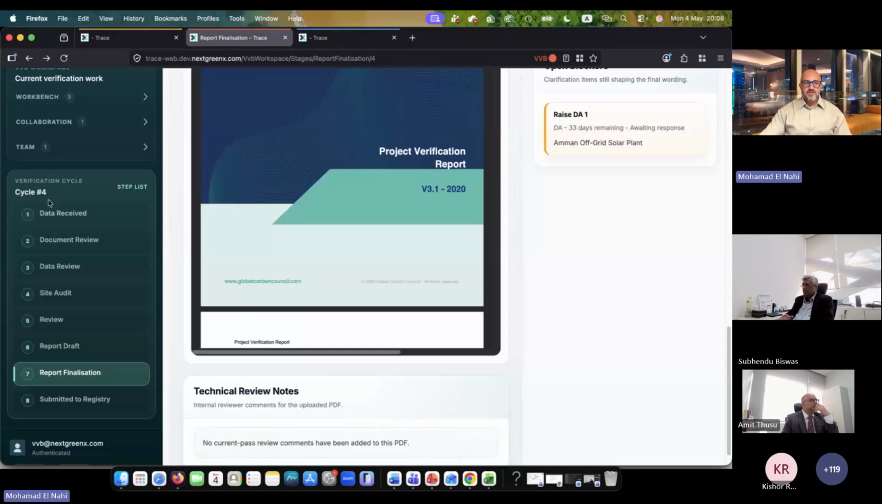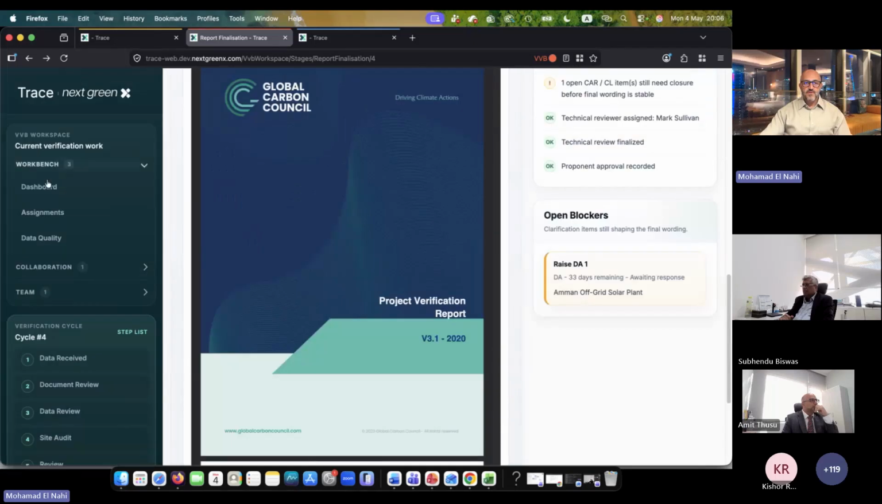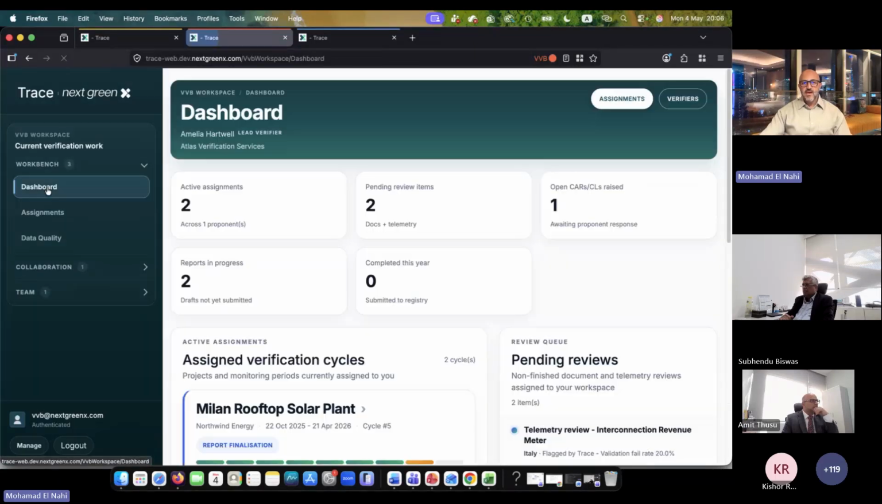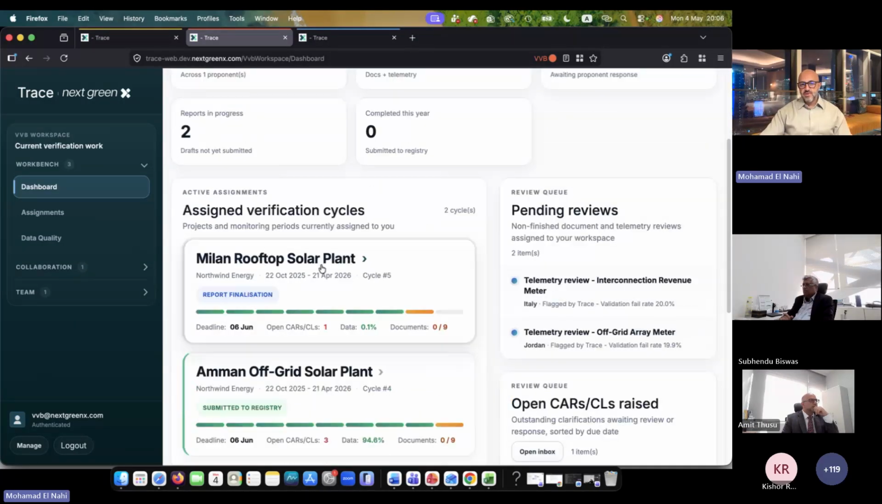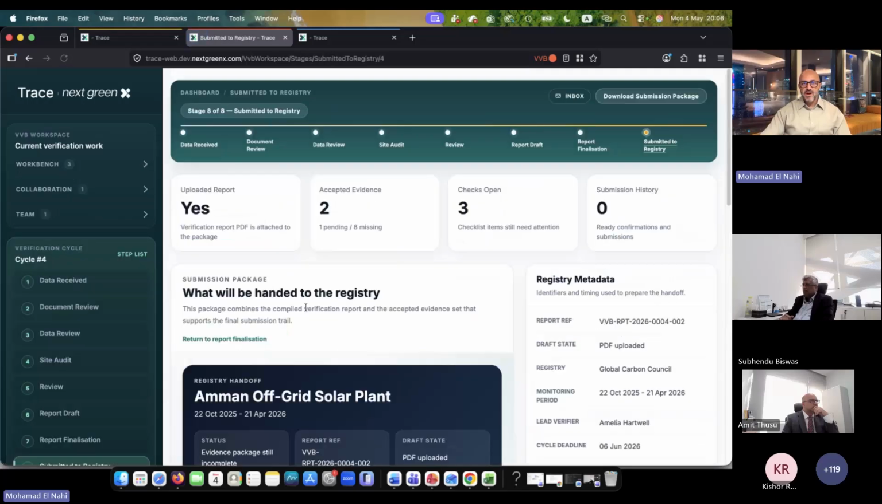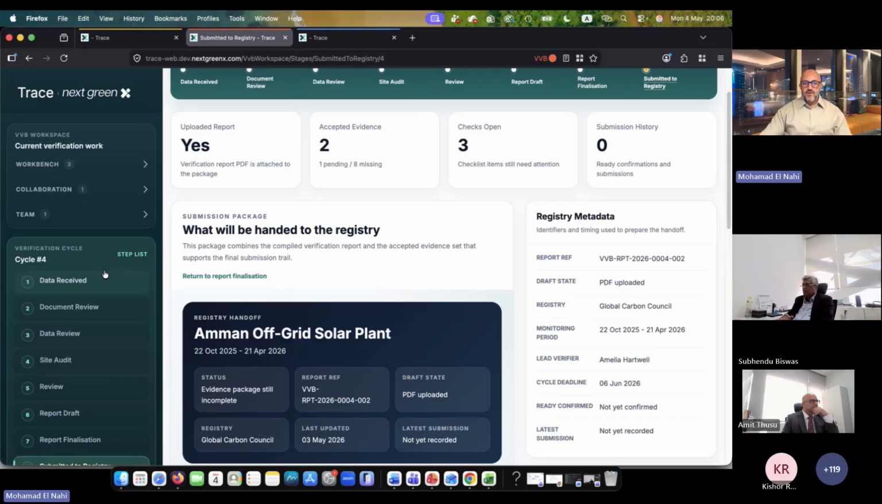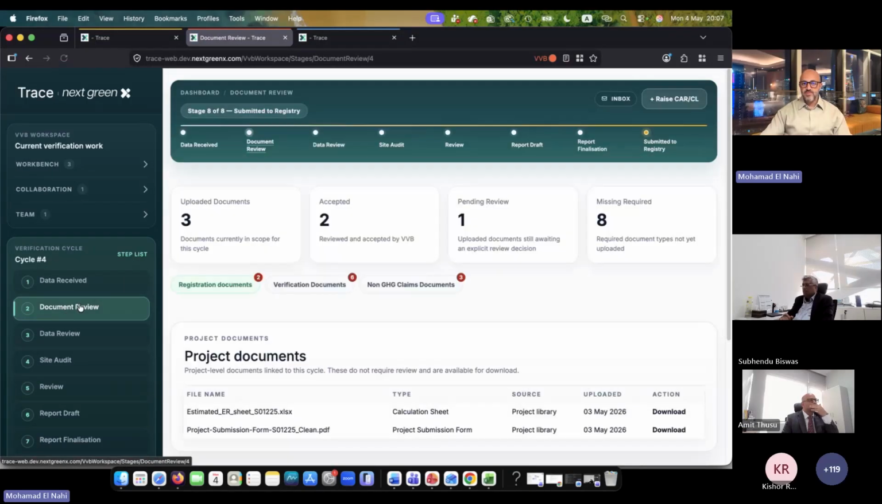The verifier, on the other hand, has the same workflow, give or take, in the sense that they have a list of assignments on their side. They could choose the project that they need to verify, and they go through a sequence of steps all in one place, starting from the data that they receive to document review for all the relevant documents. And again, the documents are split for registration document, verification documents, and non-GHG claims.